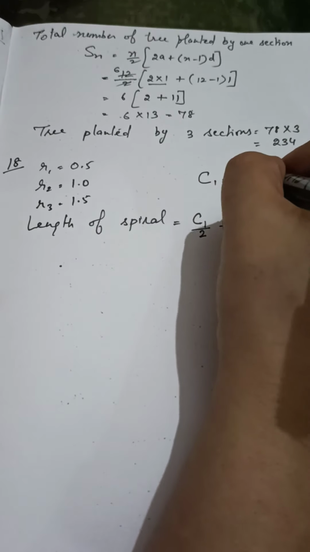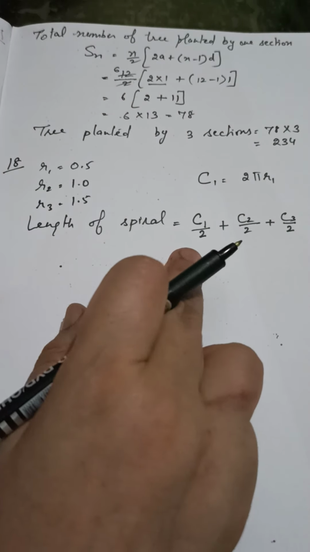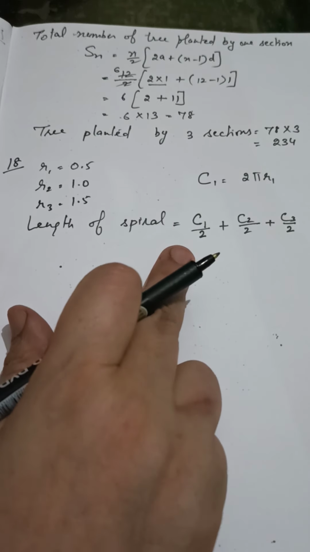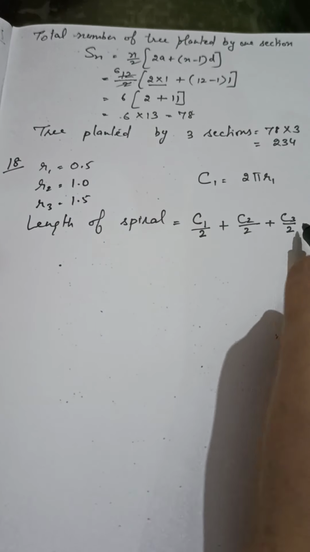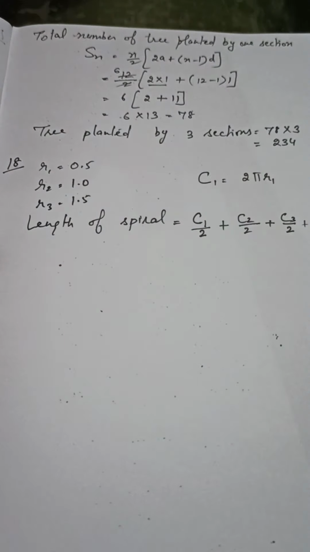C1 is 2 pi r1, the circumference of the circle. We have done half of this, which means there is a semicircle. So C1 upon 2 is a semicircle. Semicircle 1, semicircle 2, then semicircle 3, up to how many semicircles? Semicircle 13. There are 13 semicircles.